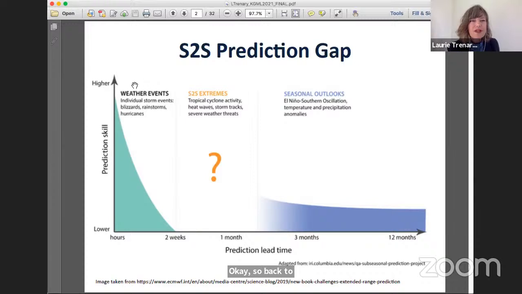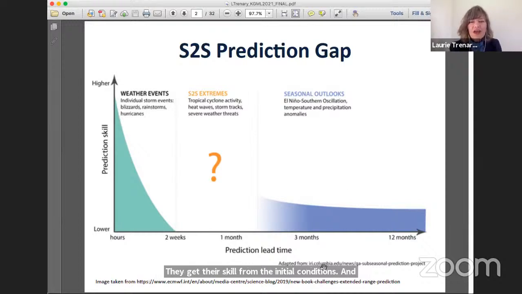So what is subseasonal timescales? On the far left, we have weather events, and those are forecasts that are targeting hours to 2 weeks, with relatively high skill initially, and then the skill drops off rapidly at the 2-week time period. So these forecasts are often referred to as initial value problems. They get their skill from the initial conditions.